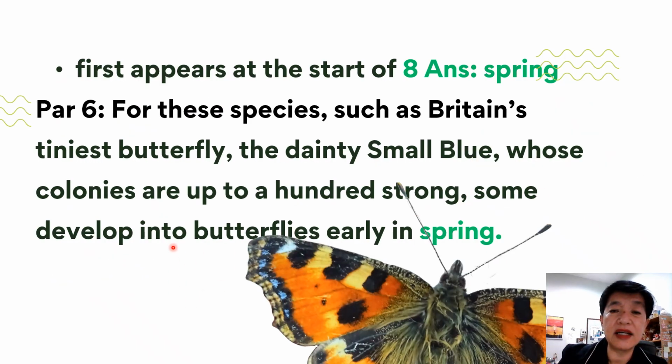First appears at the start of number 8, spring. Where do you find that? In paragraph 6, continuation here. Colonies up to 100 strong, some develop into butterflies early in spring here. Spring, spring, small blue, as we saw earlier.